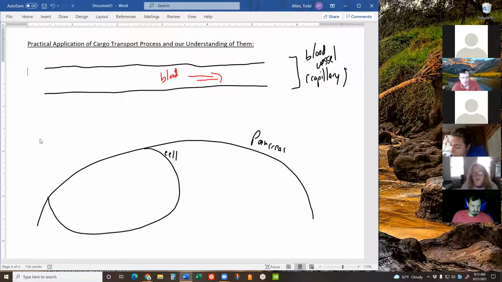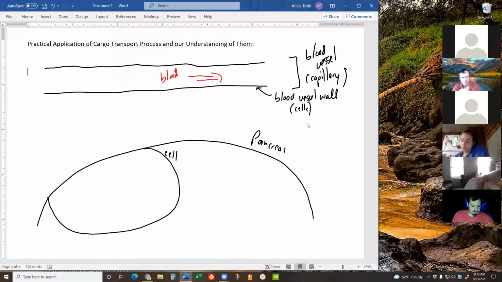Now, what I want you to appreciate is that this line right here is a blood vessel wall. The blood vessel wall is obviously made of cells, linked together like a jigsaw puzzle in a three-dimensional fashion.